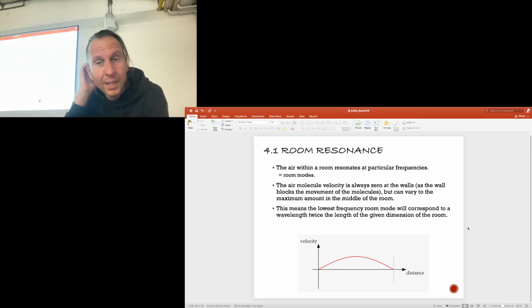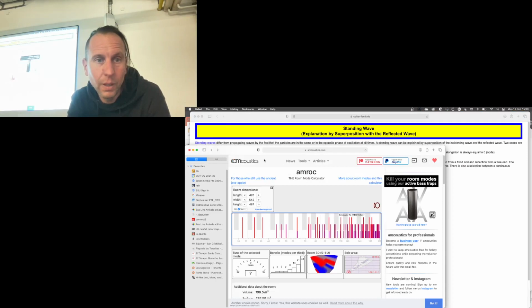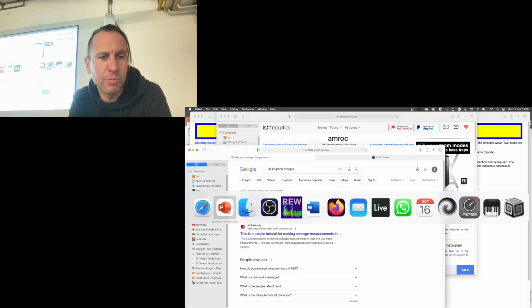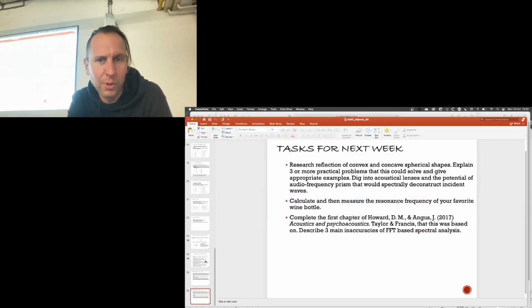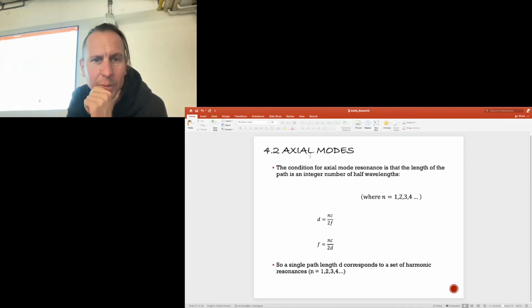Okay, so that's what happens. In normal size rooms, we get these resonances. So I've mentioned this MROC room mode calculator, so it will be part of the practical. You will have some fun with this. So I'll just completely wrap it up now. Obviously, as usual, I wasn't quite as concise.